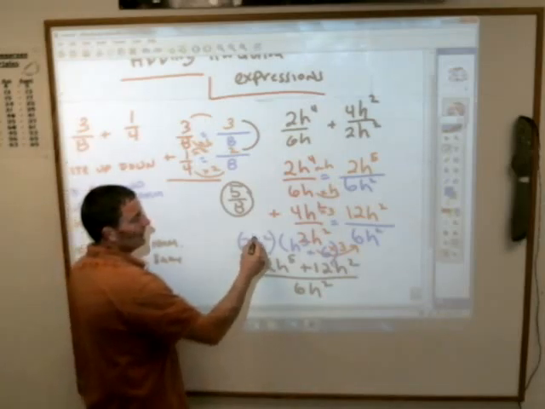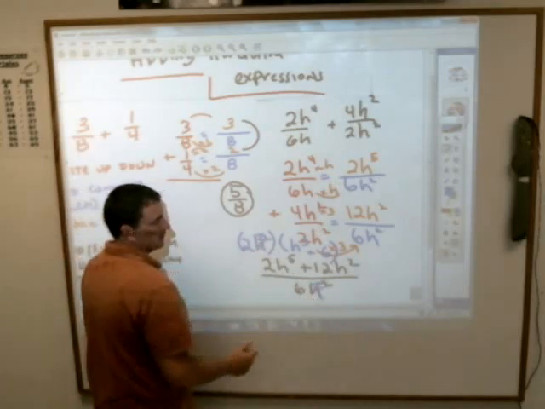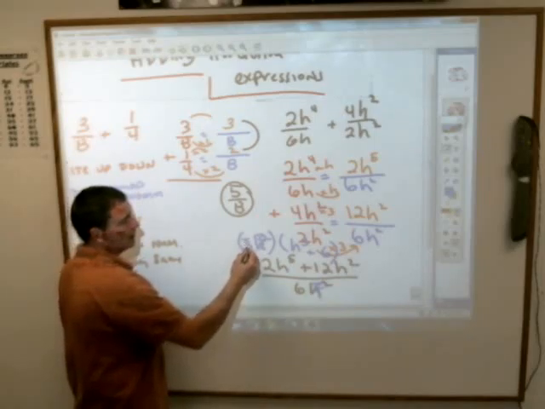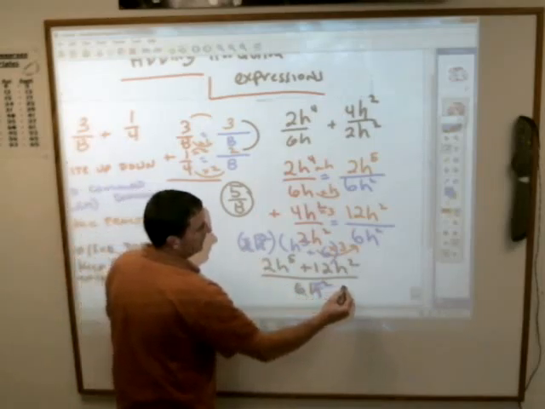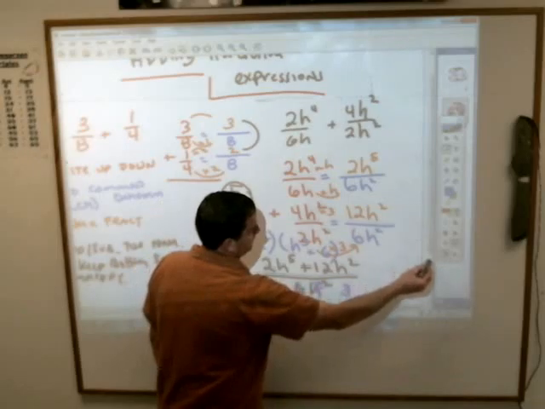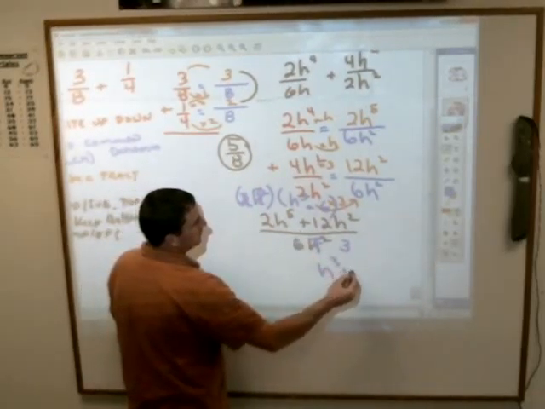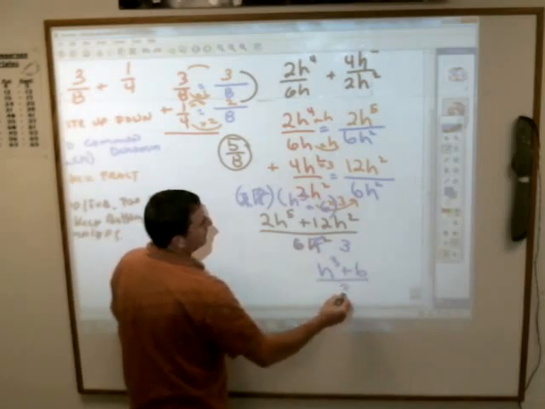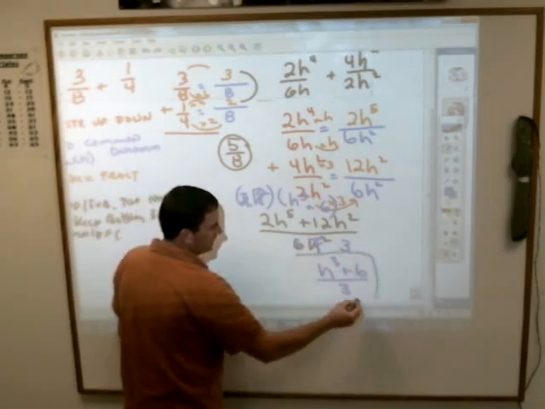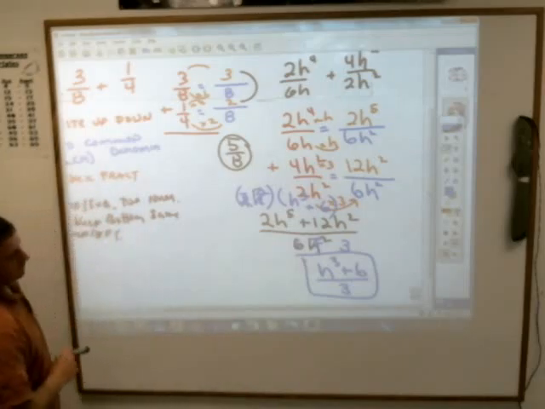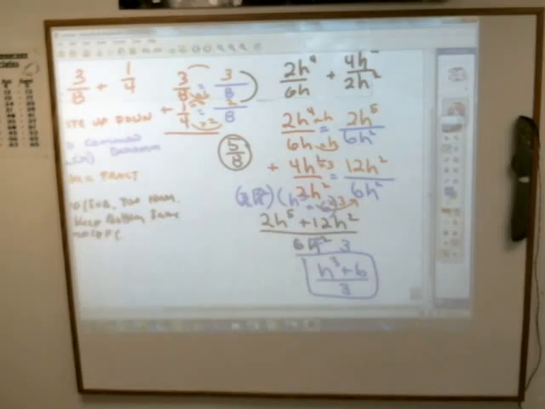For example, h squared crosses off with h squared. 2 crosses off with a 6 to leave you with a 3 on the bottom. And that's all that crosses off, and you're left with h cubed plus 6 over 3. That is it in its simplified form. And this would be a relatively easy problem.